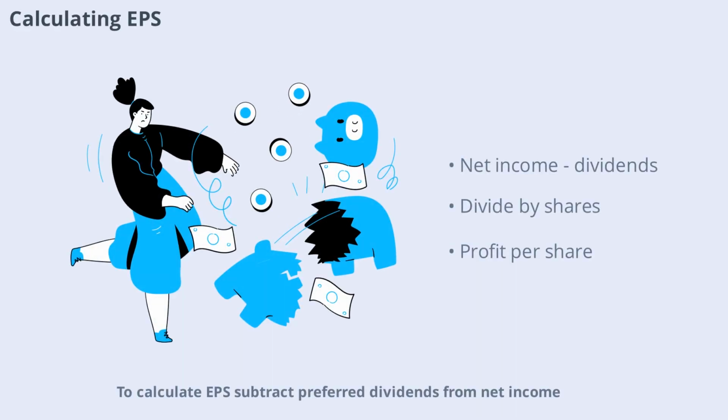To calculate EPS, subtract preferred dividends from net income, then divide by the average number of outstanding shares. For example, if a company has $100,000 in net income, pays $10,000 in preferred dividends, and has 18,000 shares outstanding, EPS is ($100,000 - $10,000) / 18,000 = $5. EPS helps investors understand how much profit they are entitled to per share they own.